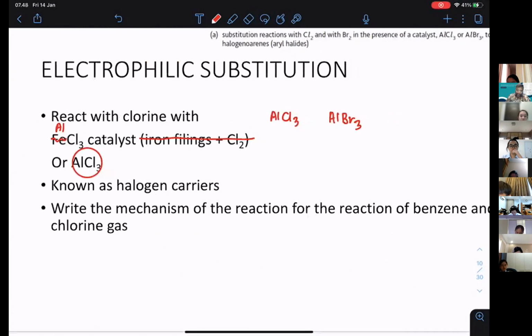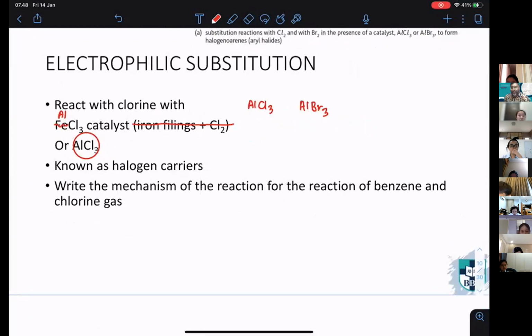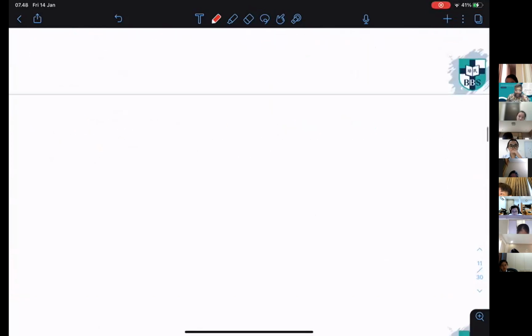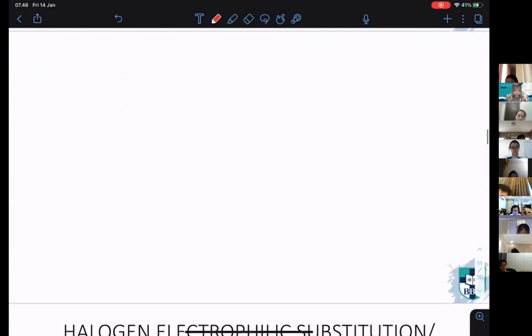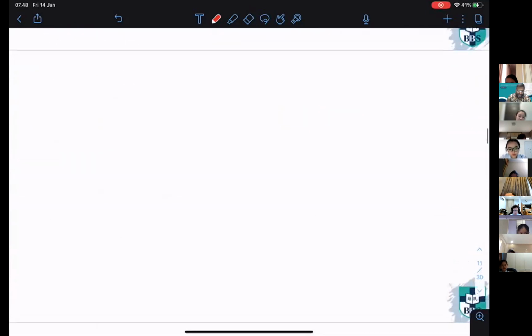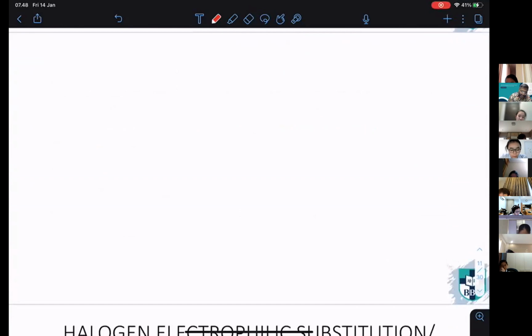So to write the mechanism of the reaction of benzene and chlorine gas, I will actually write it for you again, so that we can really understand this concept better. Let's say you are going to react benzene and chlorine gas. You have AlCl3 as the halogen carrier, or the catalyst. They are going to be approached by Cl2, and AlCl3 is going to polarize the Cl2, so the electrons will move towards here, delta negative, delta positive.